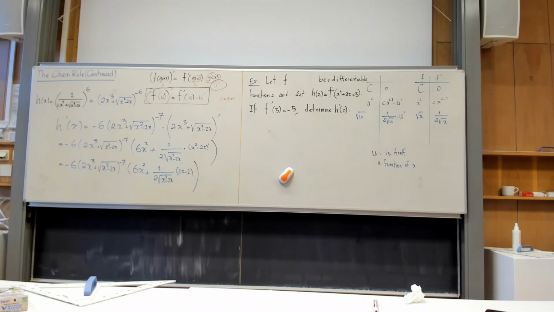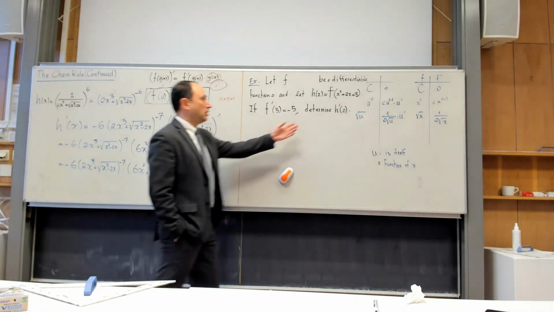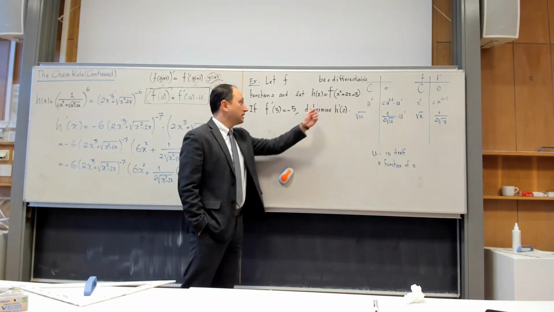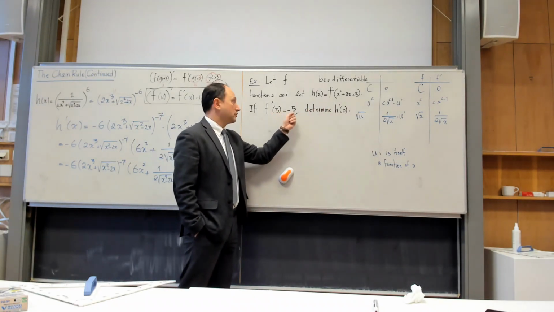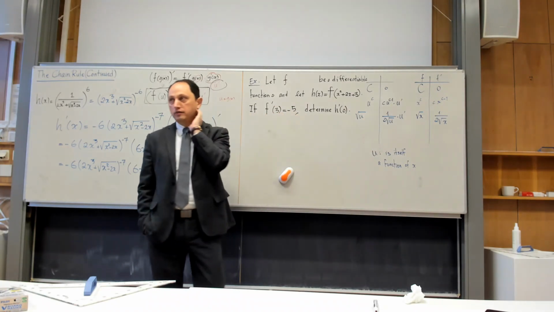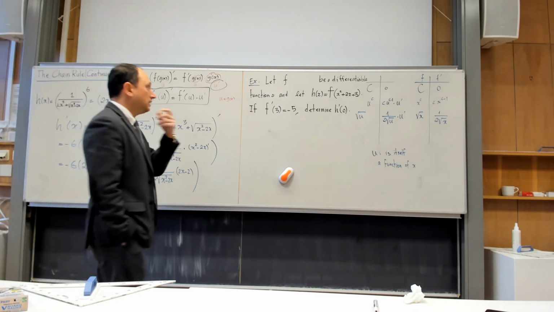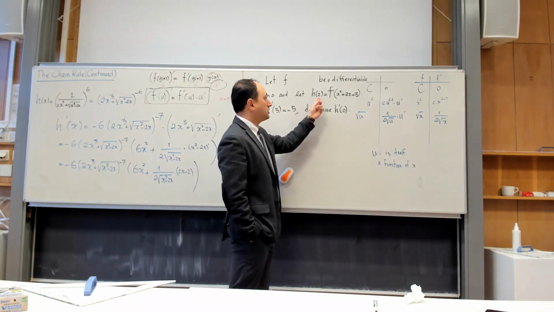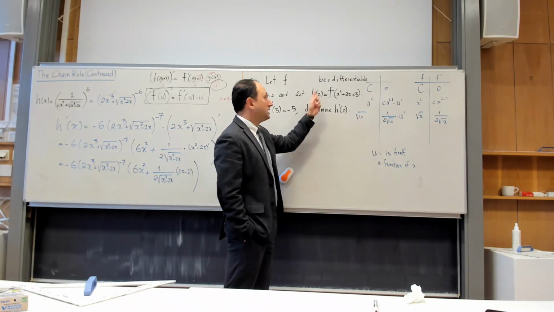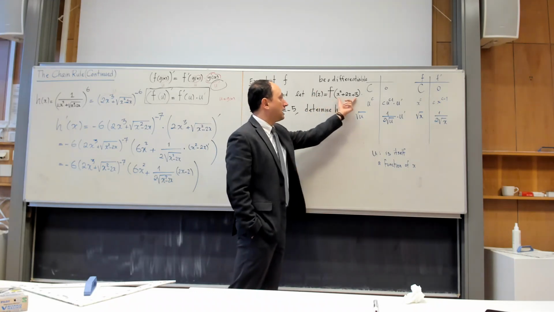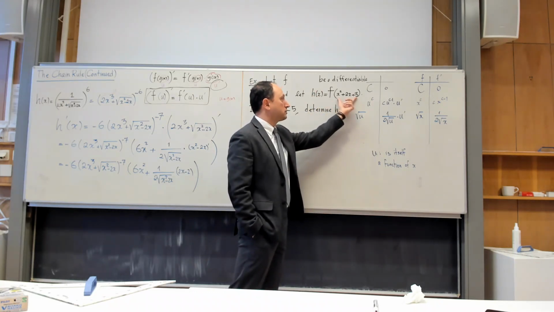So here, I haven't given you the explicit form of your function f. You don't know anything about f. You only know that the derivative of whatever this function is, calculated at 3, turns out to be minus 5. That is the only piece of information that you know about function f. And then I am telling you I have a function h of x, which is f of a new combination, x squared plus 2x plus 3.